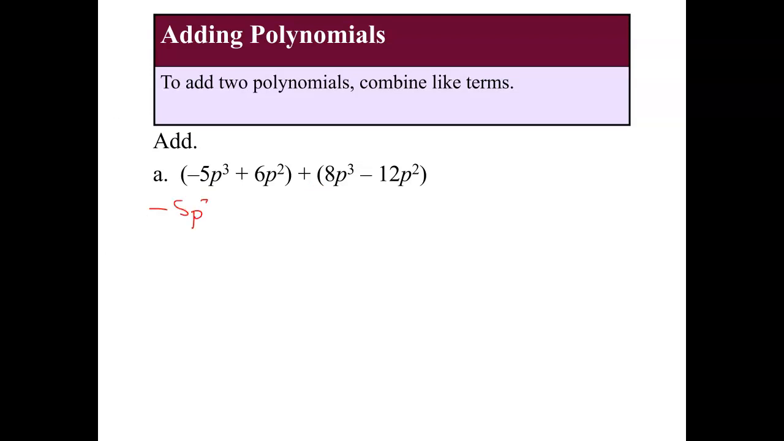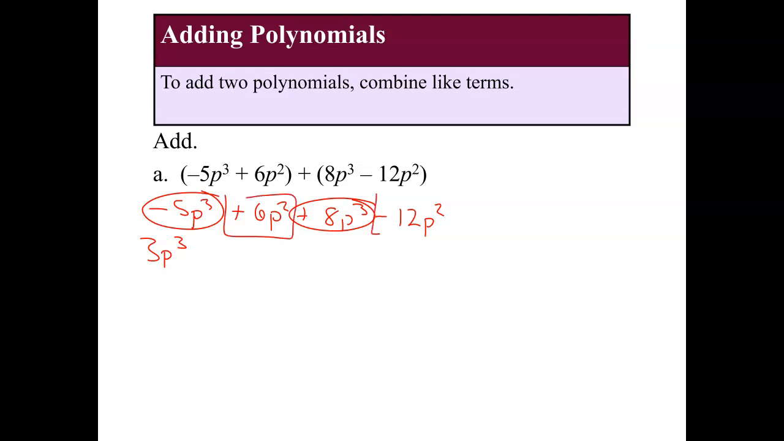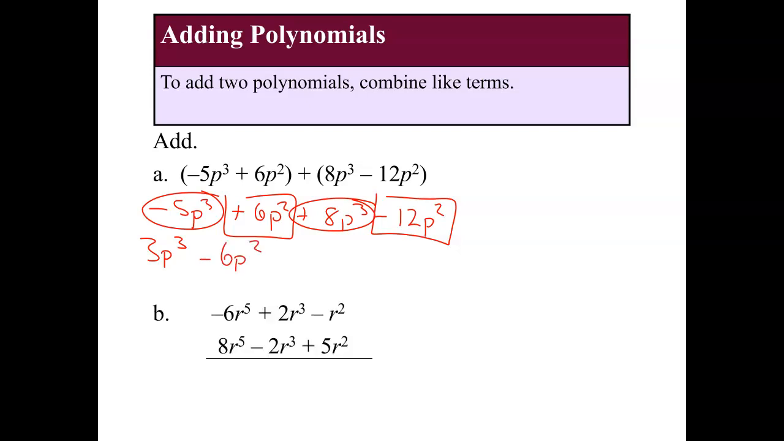Negative 5p cubed plus 6p squared plus 8p cubed minus 12p squared. What are my like terms? Which gives me what? 3p cubed. 6p squared and negative 12p squared gives me, close, negative 6p squared. Okay.